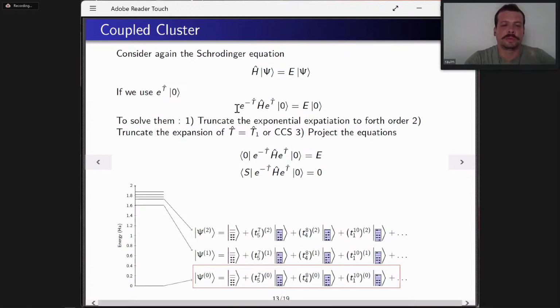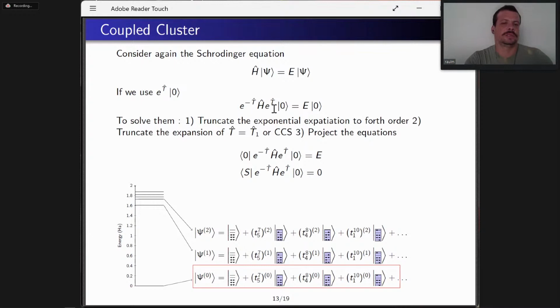So whenever this Hamiltonian is enclosed, here the exponential of minus T is multiplied by this Hamiltonian, and then we have the exponential of T. If we have this Hamiltonian between these two exponentials, we call it the similarity transform Hamiltonian. I will talk about it a little bit later. So how do we solve these equations computationally?